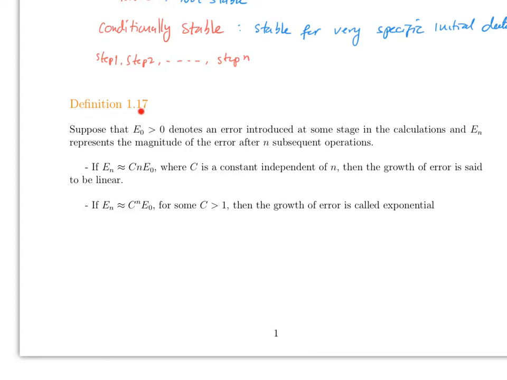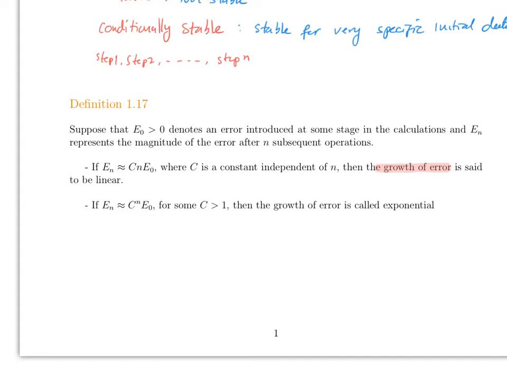So let's look at Definition 1.17. Suppose that E0 denotes the initial error, which is what I was talking about, at some stage in the calculations, and En represents the magnitude of the error after n subsequent operations. So if En is a constant C times n times the initial error, then we say that the growth of error is linear. And this is one of the main issues in numerical analysis.